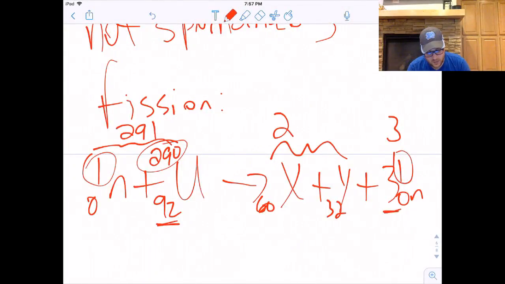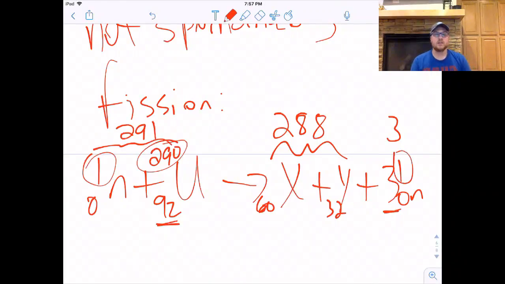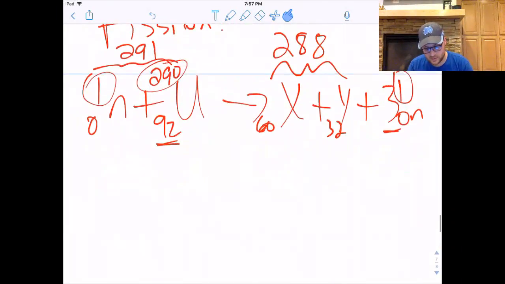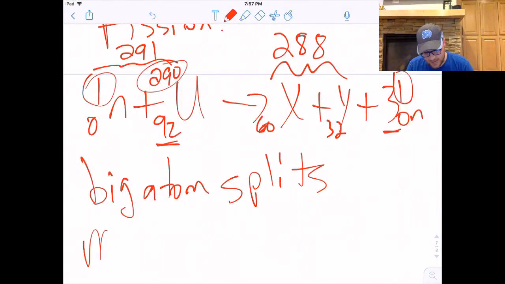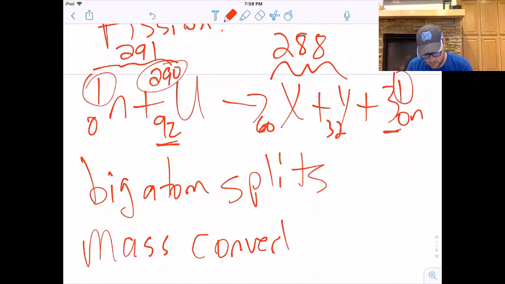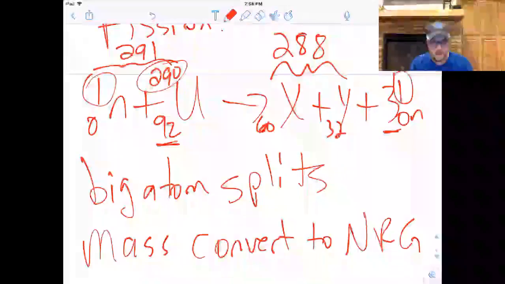The main thing with fission is you have 2 reactants on the left, and then the big atom is splitting into 2 smaller ones. The atom splits, converted to a lot of energy. Think nuclear bombs. Big amounts of energy. Fission releases a lot of energy. And this is artificial.